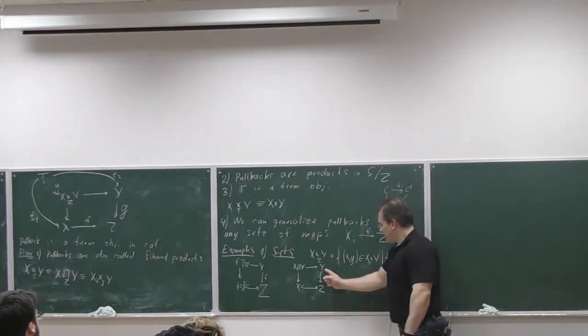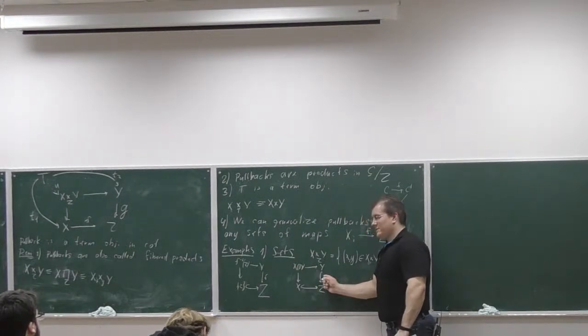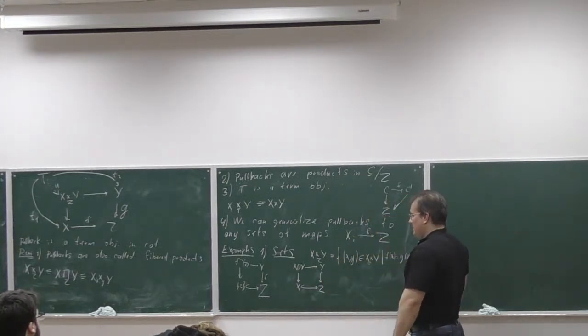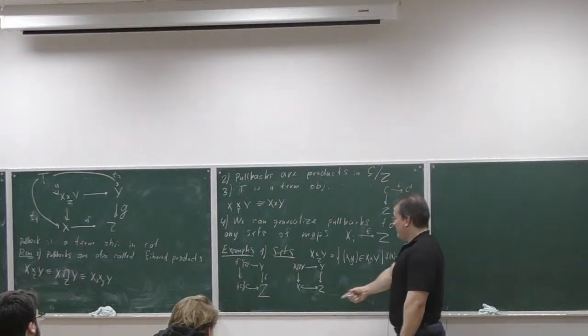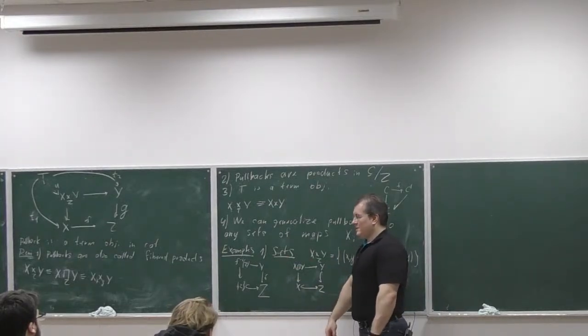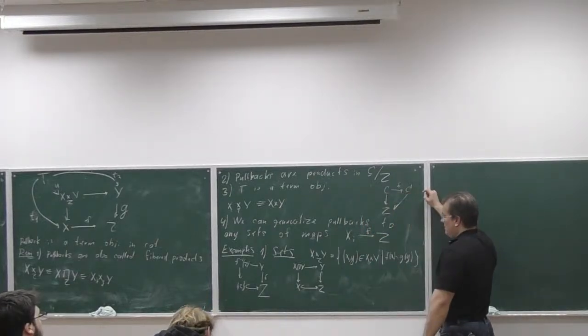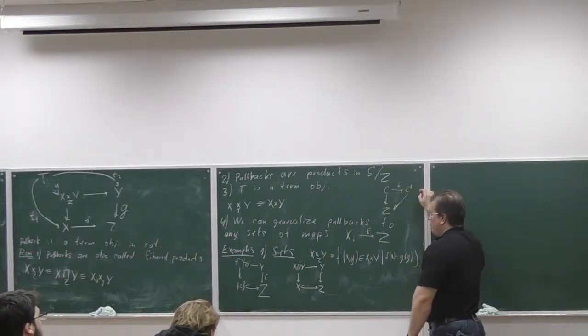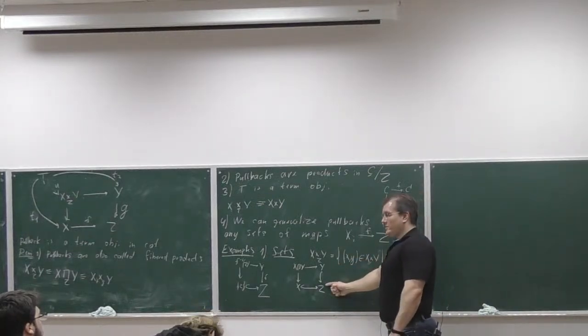Yeah, so these are two inclusions. We're still in the first example sets. In general, in any category, I guess you could take as a definition of a sub-object an object plus a monomorphism.